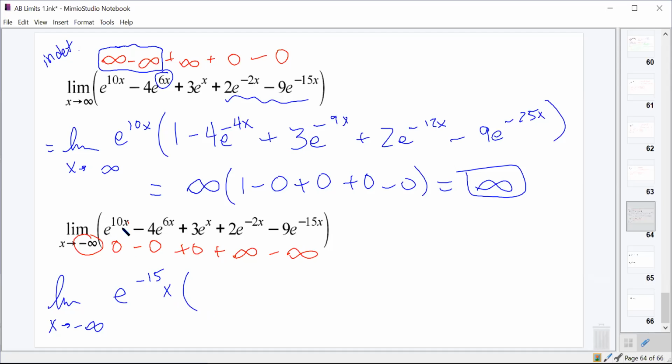So I take out e to the negative 15x from e to the 10x, that would have to be e to the 25x. And then minus 4e to the 21x plus 3e to the 16x plus 2e to the 13x, and then minus 9. Everybody good with that or no?